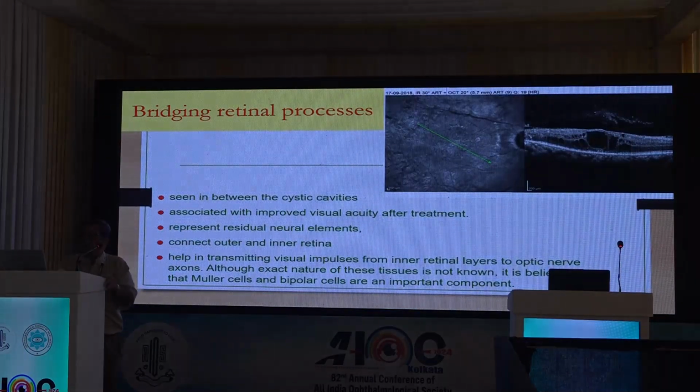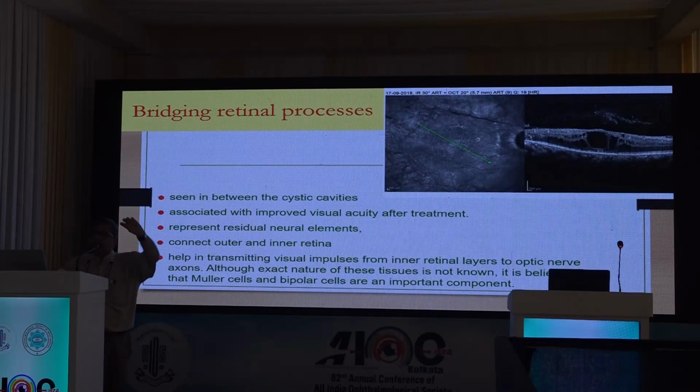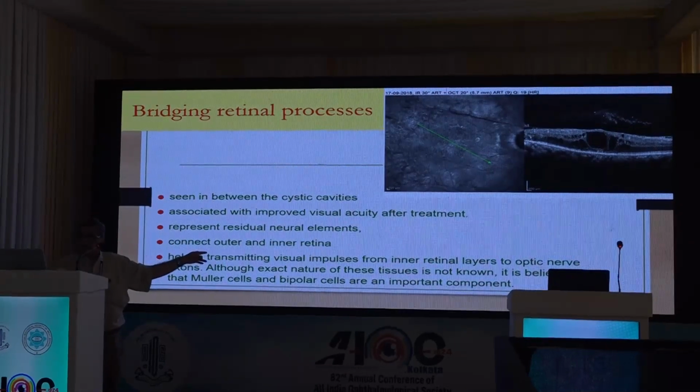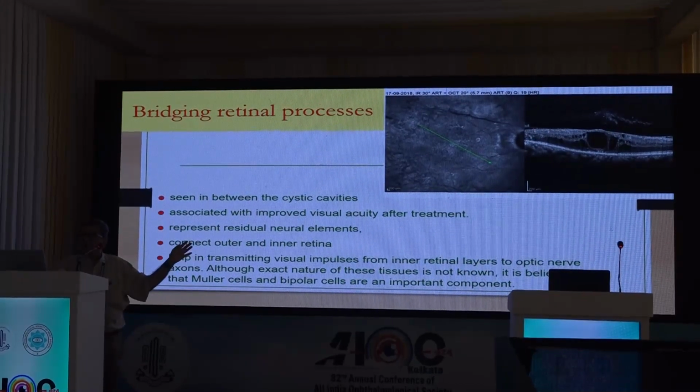One more tip for you. When you see these kind of processes, these are called bridging retinal processes. These are basically Mueller cells, so they are allowing this area to give the nutrition from the lower to the upper, from the outer to the inner retina. It's a good prognostic sign. If you have these, patients are likely to do well.